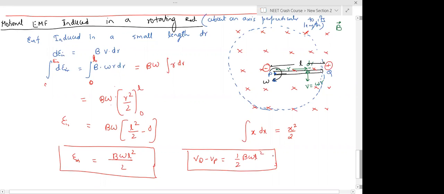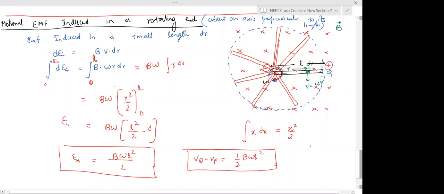Sir, I'm confused again, how is it rotating? Can you turn the camera on and show with a pen? These are the positions of the rod at subsequent times. It's rotating clockwise. These are the positions of the rod after some time. Yes sir.